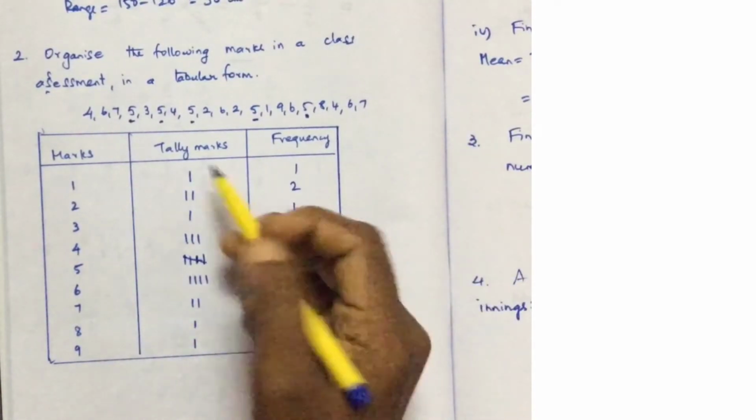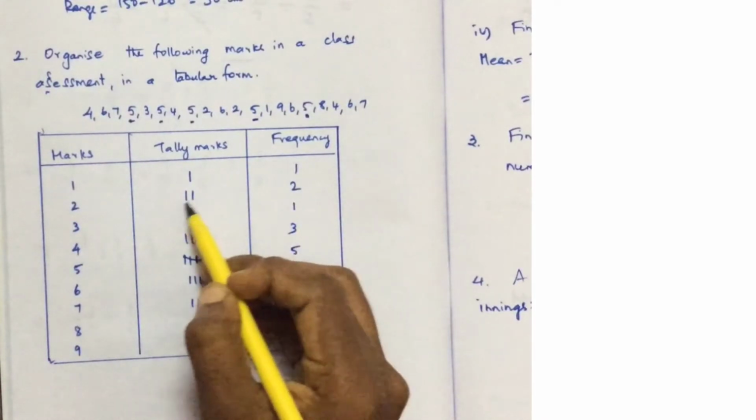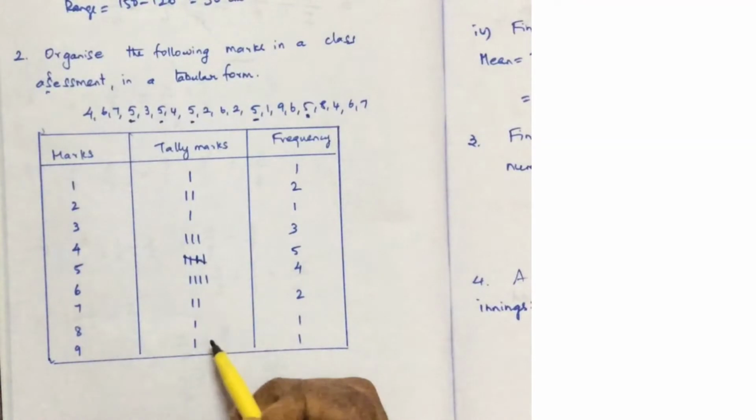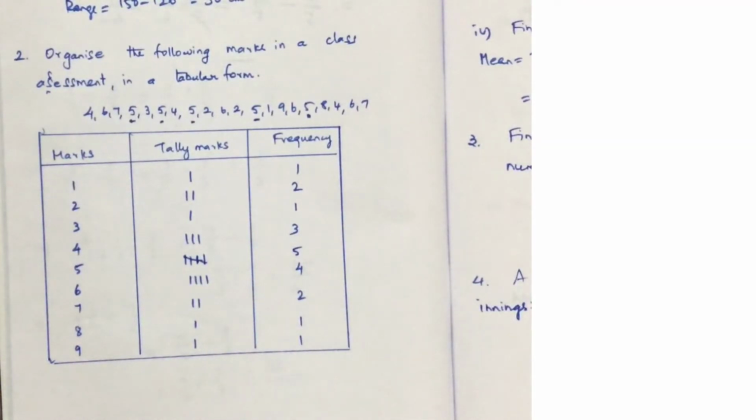Then frequency is just, it is 1, put a 1 here. If there is 2 lines, put a 2 here. So this means 5. This is 4, 2, 1, 1. Okay, this is how we can tabulate it.